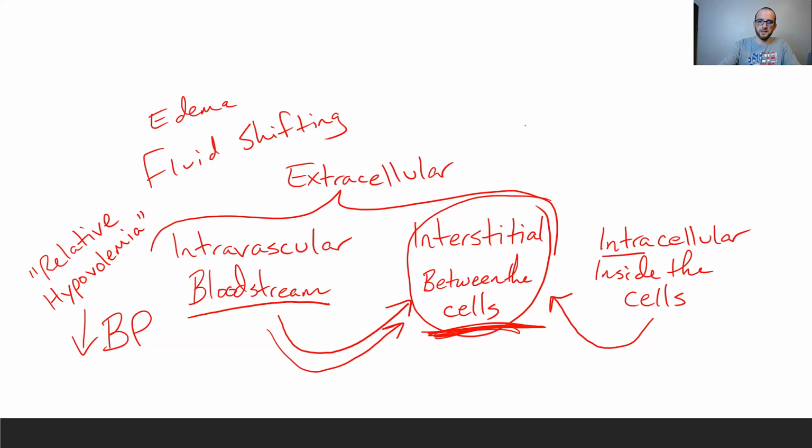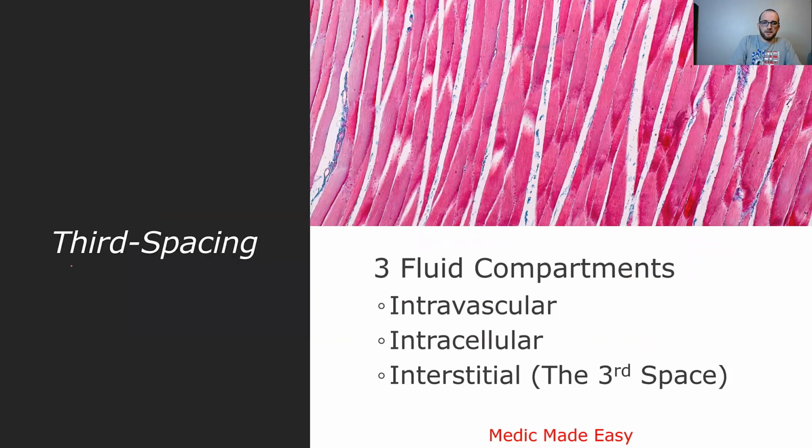So this fluid shifting happens, and we call it third spacing. The fluid moves from the bloodstream into the tissues and from the cells into the tissues. And we don't really talk about that space too often, so it's the third one. It's the third space. It's the space in between the cells, and we actually call that fluid shifting thing that's happening third spacing of fluid.